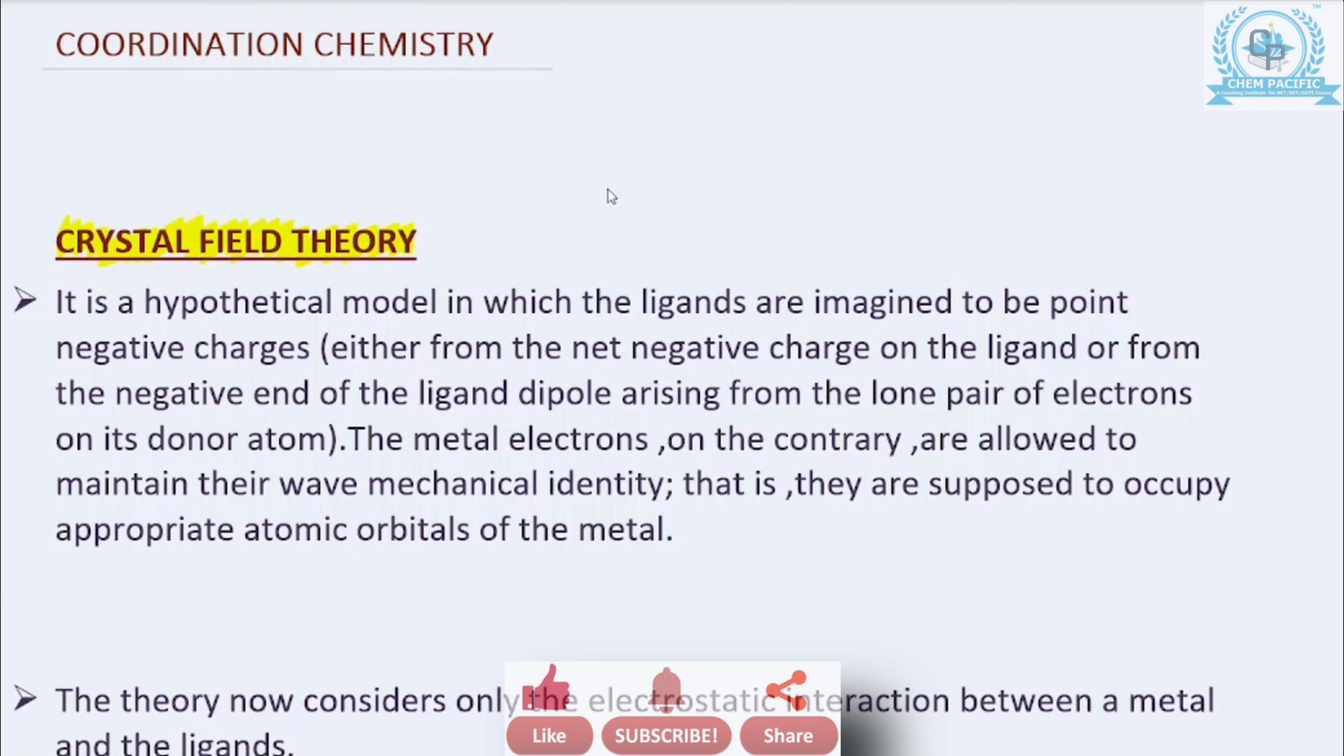Now let's get started. In my last video, I discussed the valence bond theory and also its limitations as well as the drawbacks. So in order to overcome them, a new theory has been postulated, that is the crystal field theory. Basically it is a hypothetical model in which two assumptions were made.